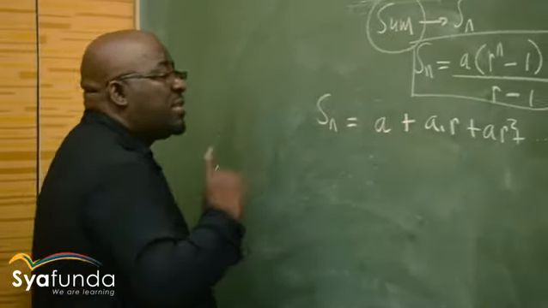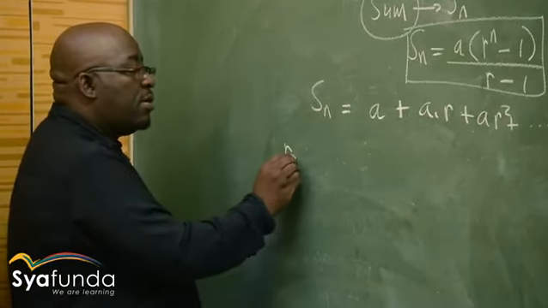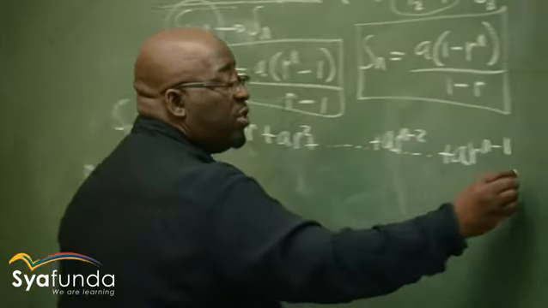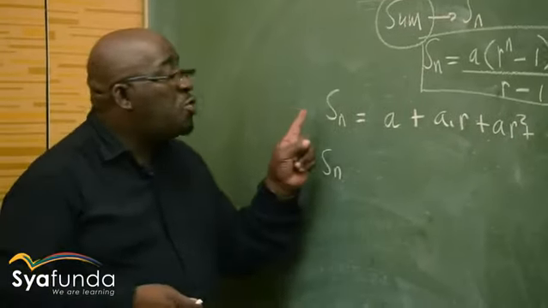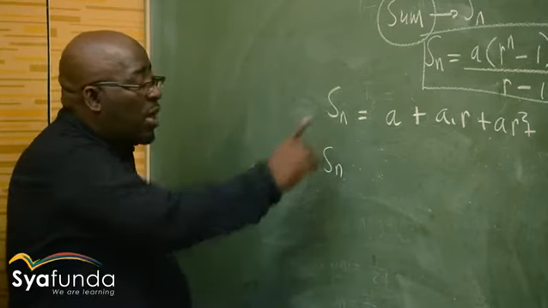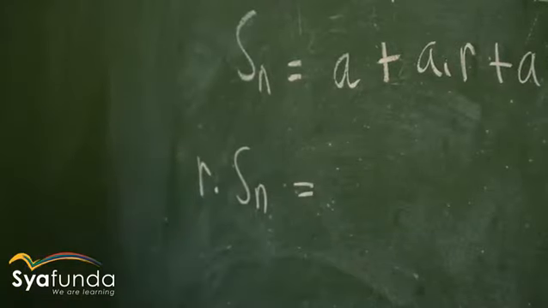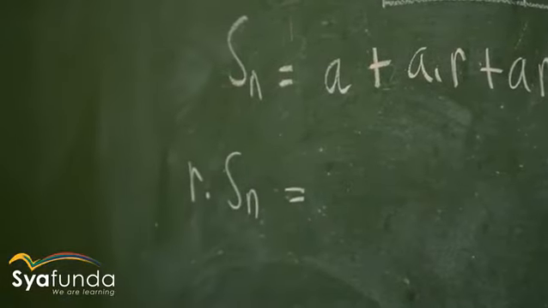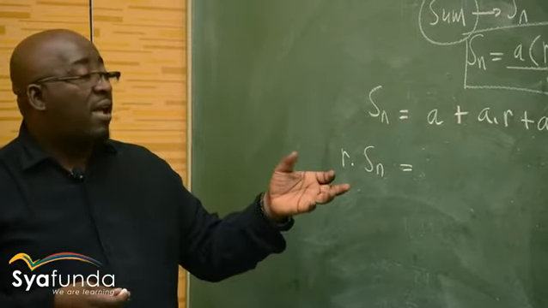Right. The next step, I've got to multiply by R, so R times Sn. Let me just call this equation 1. To find equation 2, I take equation 1 and multiply by R. That's how I find my second equation. So Sn, when I multiply by R, will be equal to, if you multiply this by R, what do I have? I will have AR. But I work smartly in the way that I put my AR.